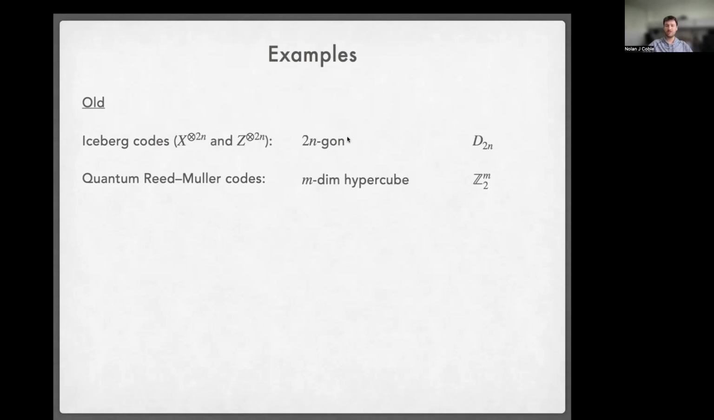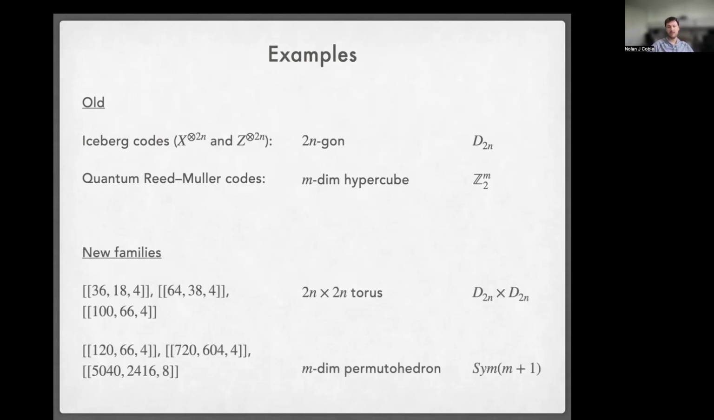In some examples of these, iceberg codes or quantum repetition codes are connected to the two n-gon. In a paper last year, collaborators and I showed that quantum Reed-Muller codes also fit in this picture. The polytope they're related to is the n-dimensional Boolean hypercube. We also get out some new families of quantum codes. I put up some properties here. The torus gives us a new family of codes, which is not the same as the well-known Kitaev toric code. And the family of these m-dimensional permutahedrons gives us new codes as well.